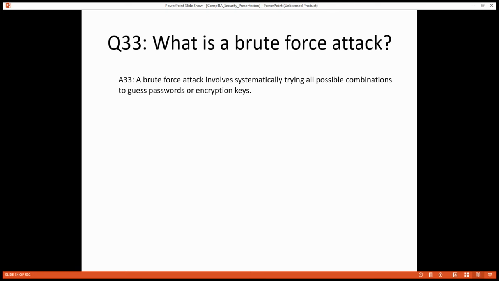Q33. What is a brute force attack? A33. A brute force attack involves systematically trying all possible combinations to guess passwords or encryption keys.